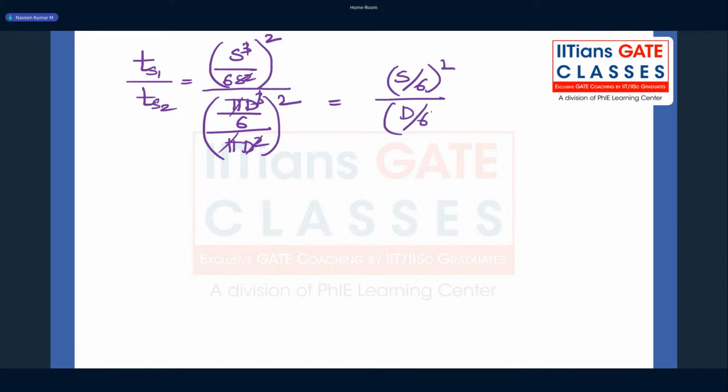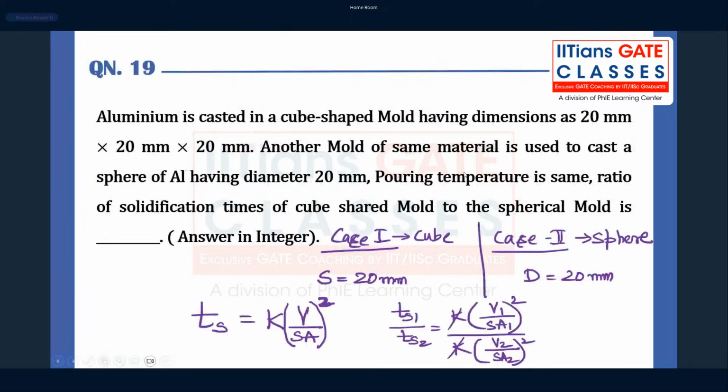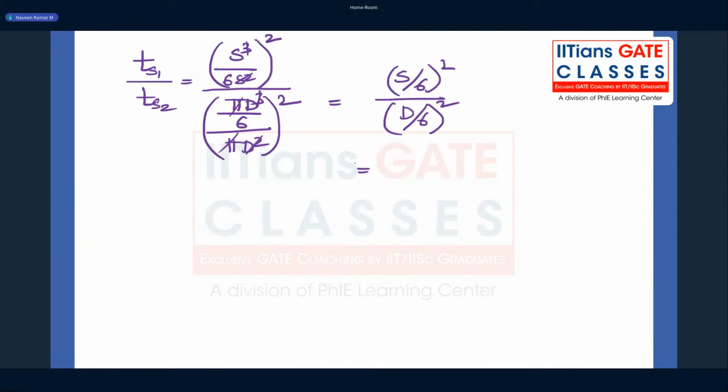If we have remembered this, we have even taken some simple geometries and found out the values of v by sa. If you directly remember, there is no need to do all these things. If you do this, it will be 20 and 20 obviously, so 6 also gets cancelled. So 20 by 20 whole square, so the answer is 1. That's it.